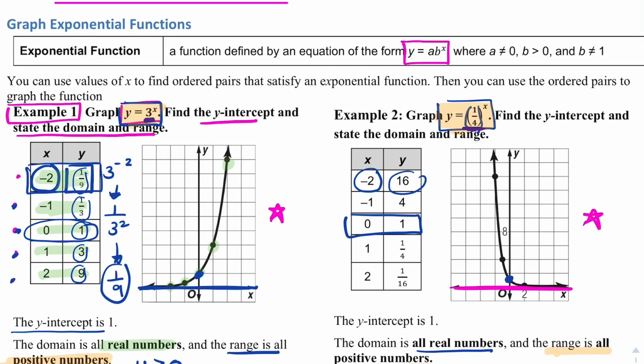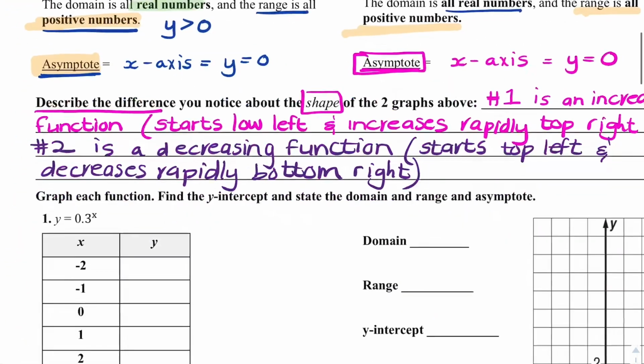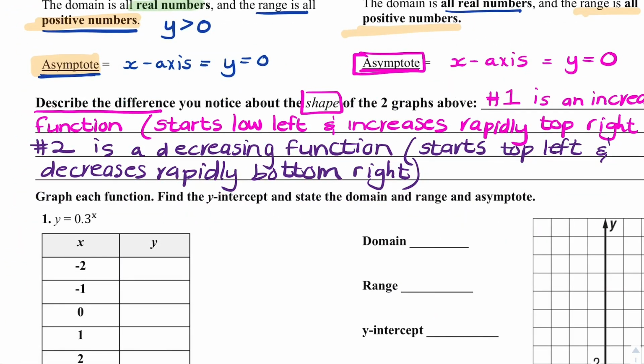So if we come back to the top of the page where I gave you the form of an exponential function, y is equal to a times b to the power of x. b is greater than 0, and b will never equal 1. So if b is a whole number, it's going to be an increasing function. If it's a fraction, it's going to be a decreasing function. So keep that in mind as we go through the examples that follow.